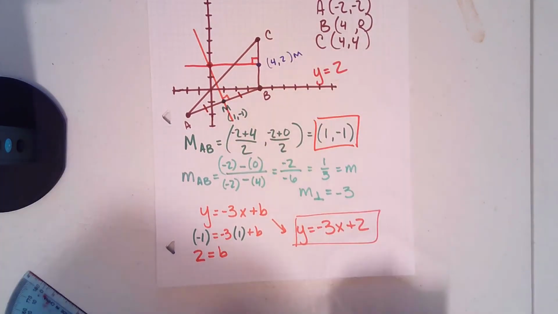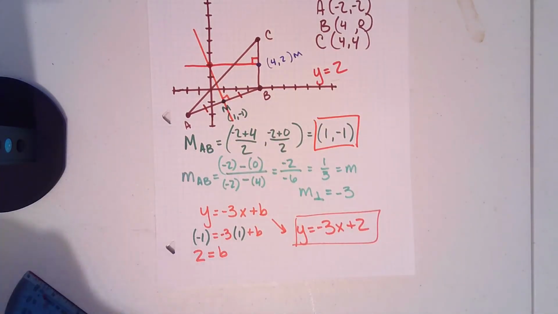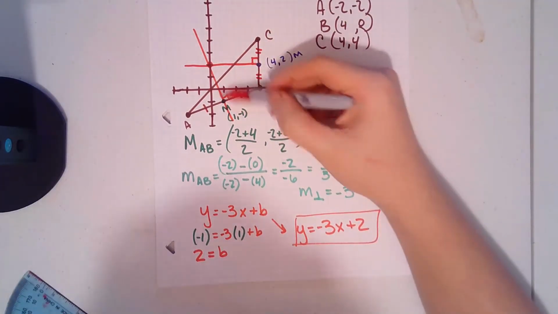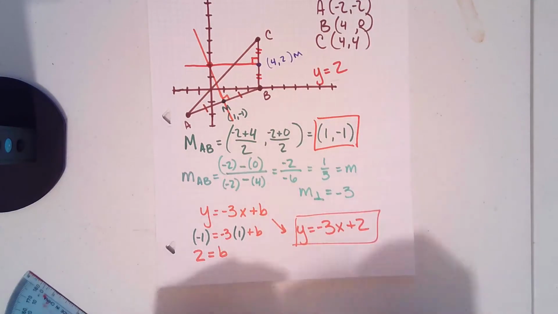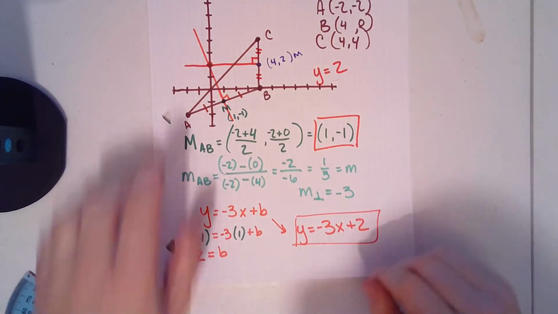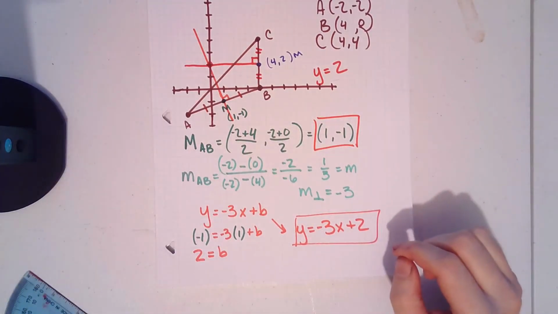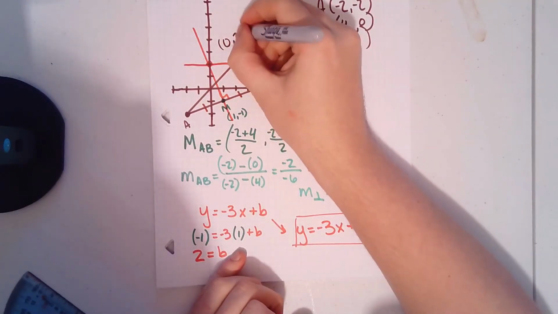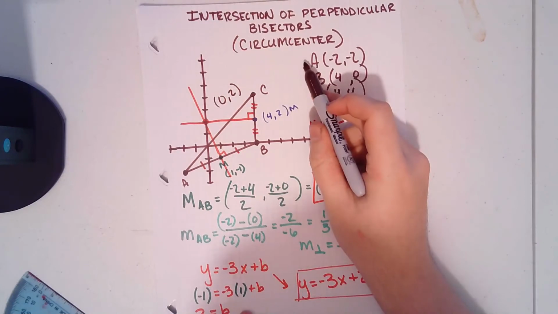This side and this side are equal. Just like before, I had this side and this side being equal. It leaves at a 90-degree angle. Where these two lines intersect, you can see from the graph, it's here at, let me write that in, at 0, 2. So that's going to be our circumcenter.